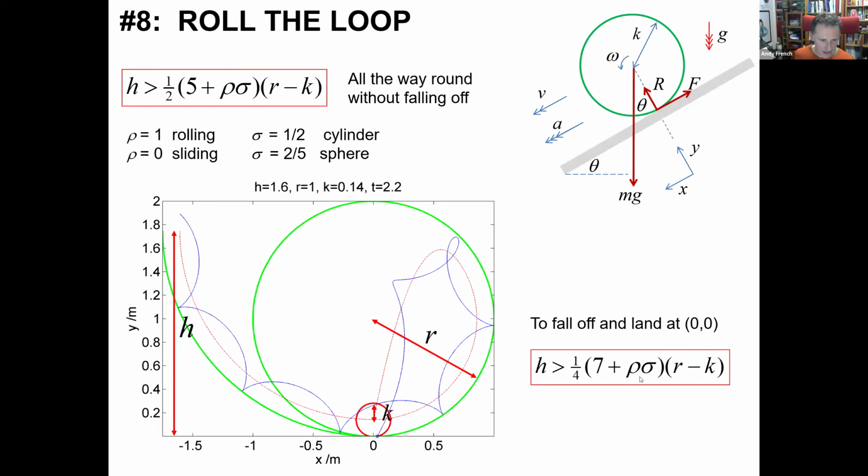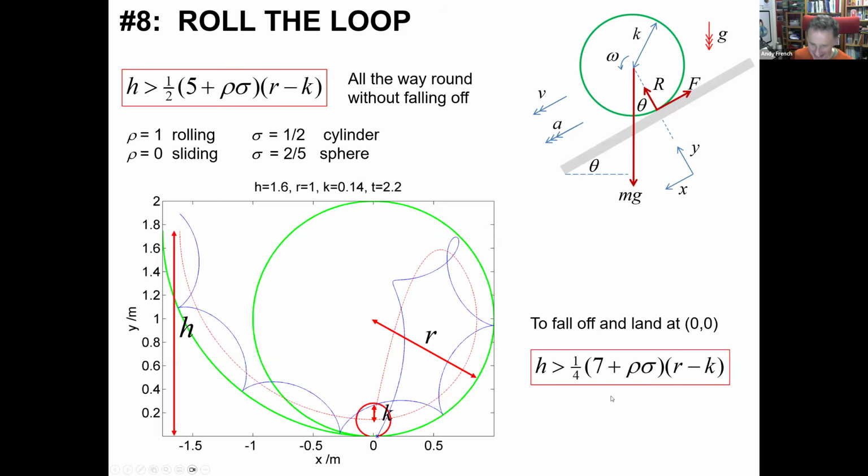So the last one is rather fun. This is called roll the loop. What we've got is a kind of sphere here which rolls down a circular course and keeps going around. And the idea is that if the height is greater than this quantity, you'll roll all the way around without falling off. But the best example is what happens if you choose the height so that the sphere or cylinder, doesn't really matter which one you use, will come off the wall, fall as a projectile and land exactly at 0, 0. And that's the trajectory you can see.